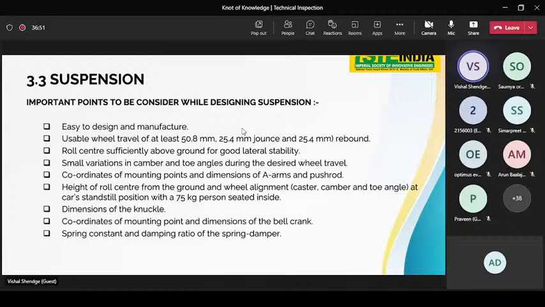Coordinates of mounting points and dimensions of A-arms and push rod. Height of roll center from the ground and wheel alignment, which is caster, camber and toe angle, at car standstill position with a 75 kg person seated inside. Dimensions of the knuckle. Coordinates of mounting points and dimensions of the bell crank. Spring constant and damping ratio of the spring damper. These are the important points you have to consider while designing the suspension.